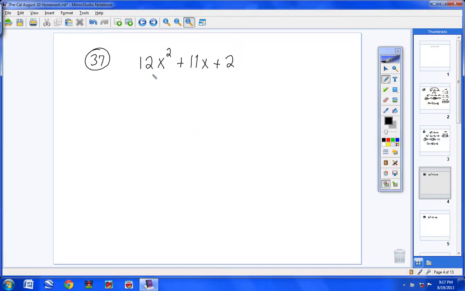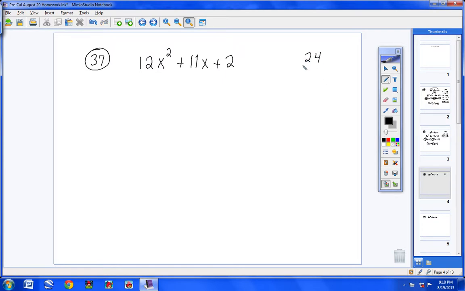Okay, step 1, always pull out what's common. I know of no number that goes into 12, 11, and 2 evenly. I look for x's. There's no x in this term right here, so I cannot factor out any x's. Next, I look at my lead coefficient. It's not a 1. I wish it was. That's the easier kind, but it's not. It's a 12. So I'm going to take this number here, 12, times this number here, 2, and write the product right over here. And when I do that, I will get 24.